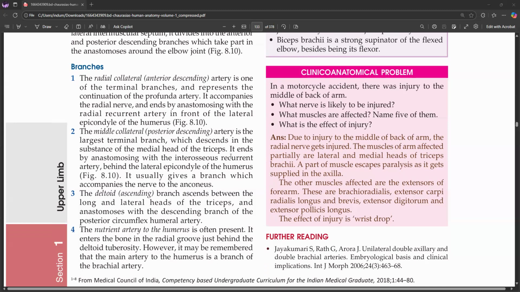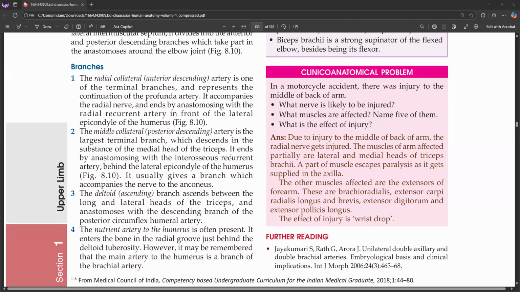Number 2. The medial collateral or posterior descending artery is the largest terminal branch which descends in the substance of the medial head of the triceps. It ends by anastomosing with the interosseous recurrent artery behind the lateral epicondyle of the humerus, figure 8.10. It usually gives a branch which accompanies the nerve to the anconeus.